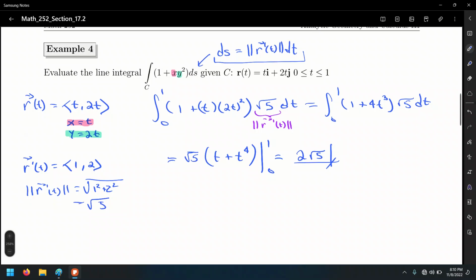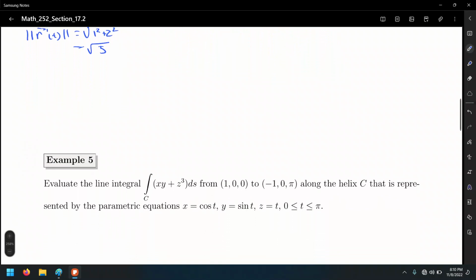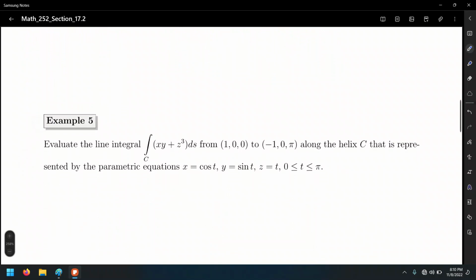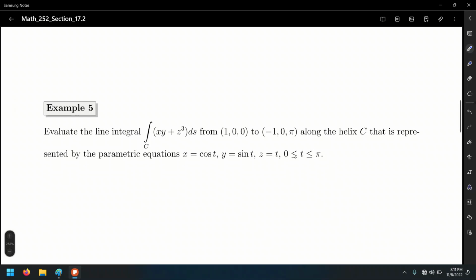Alright? A second example, example number 5, evaluate another line integral. However, we're going to go from the point 1, 0, 0 to negative 1, 0, pi, along the helix C that is represented by the parametric equations cosine t, sine t, and t. Now remember that helix, it was like a circle going out in a spiral, going upward. So we looked at this before. And that's from 0 to pi.